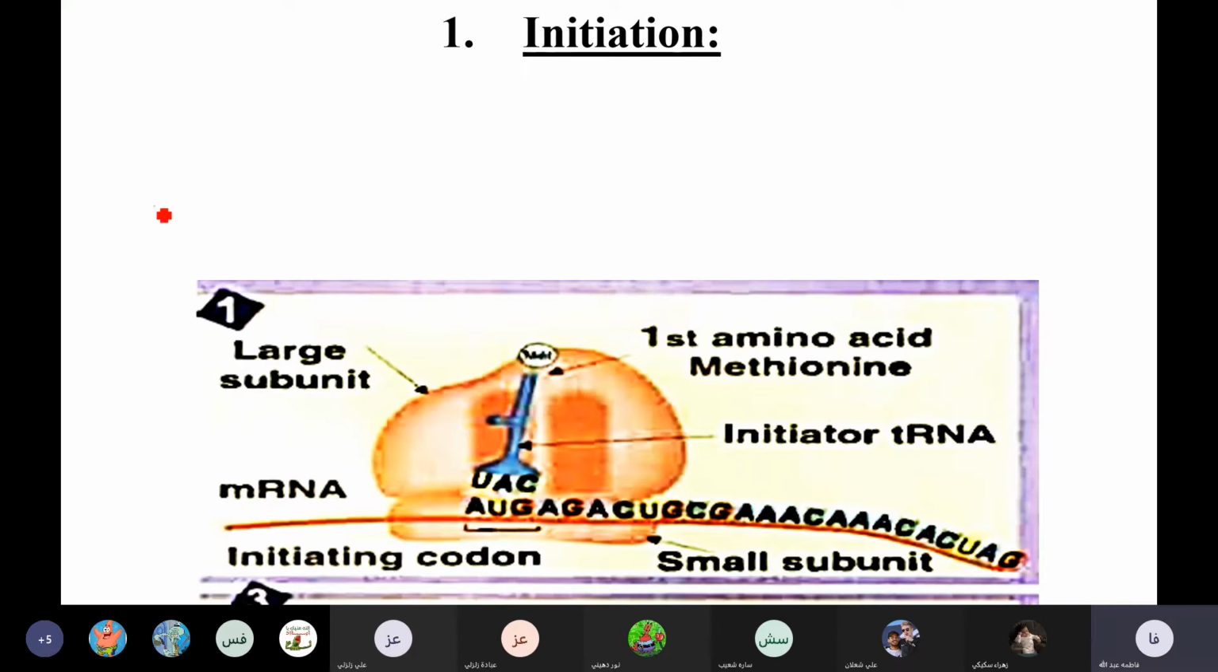The small ribosomal subunit and the large ribosomal subunit, they will join together. هيجتمعوا مع بعض. هنا بالأساس بيكونوا مفترقين. They will join together and they will move along the messenger RNA. هيمشوا على messenger RNA looking for the first AUG. AUG is the start codon.